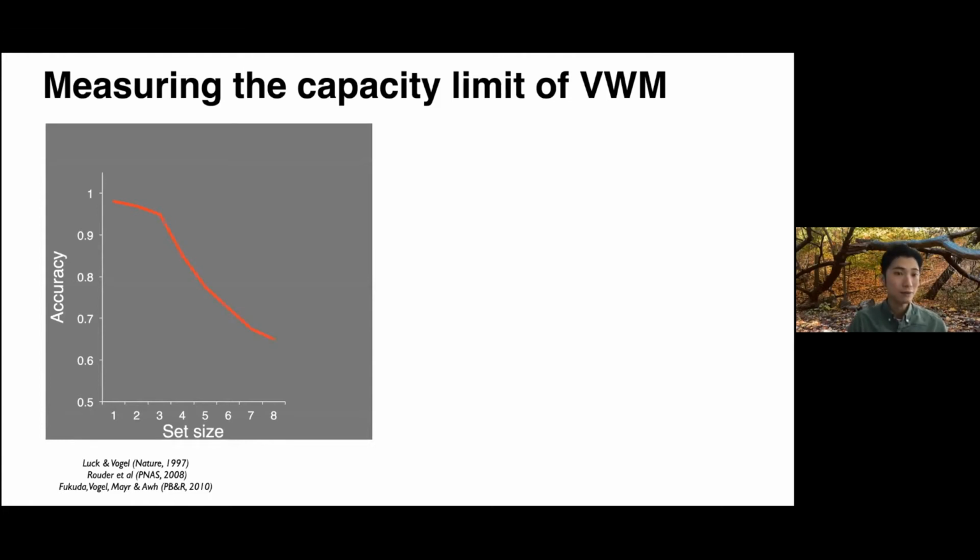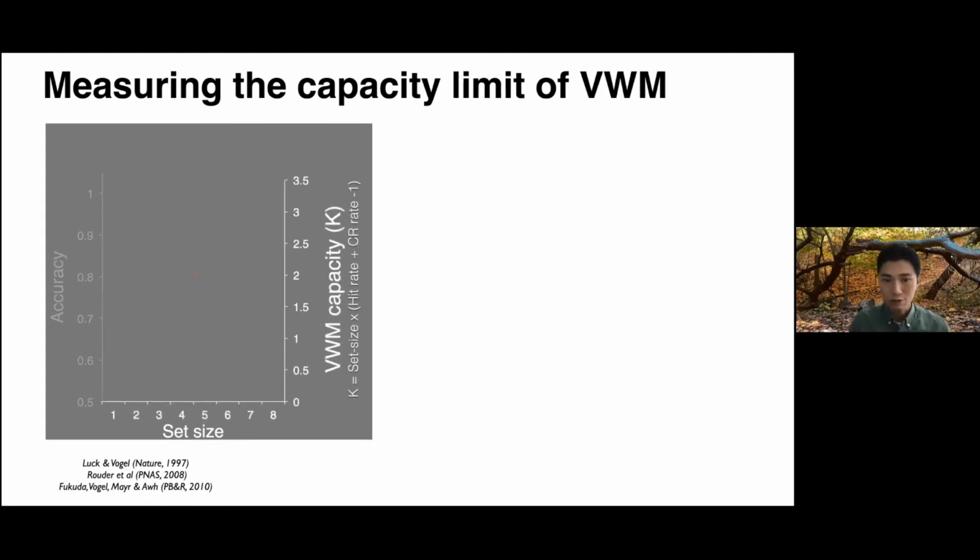The reason why this task was adopted widely is that with a few assumptions, you can estimate how many colored squares worth of information must have been stored in order to achieve this accuracy function. So if you compute the working memory capacity, or how many colored squares were stored in memory for each set size, what you see is this. The capacity estimate will rise up until set size 3 or 4, but after that, no matter how many more items you add on the display, the capacity estimate remains relatively constant.